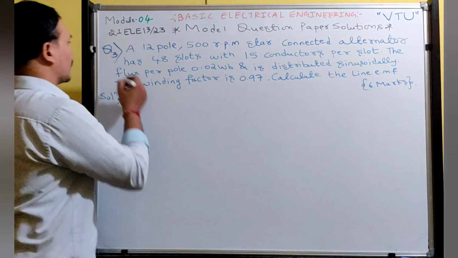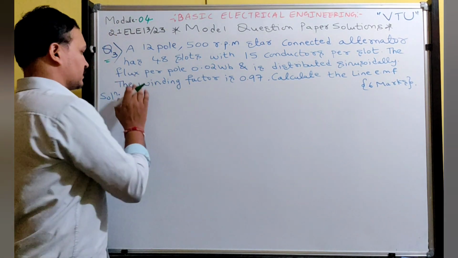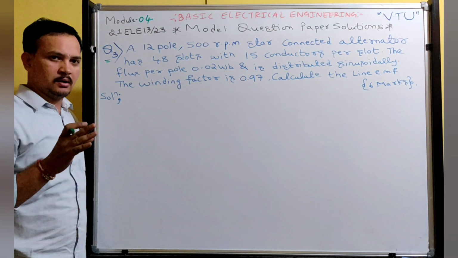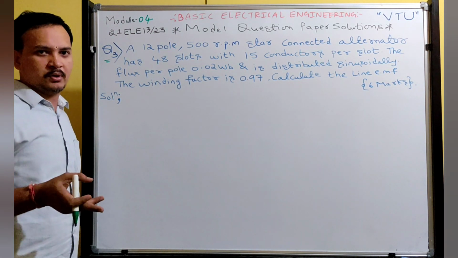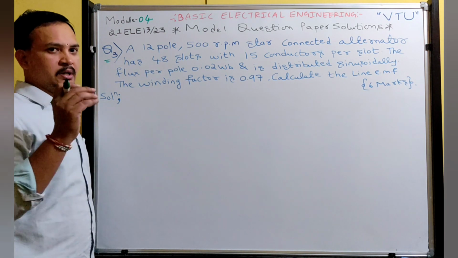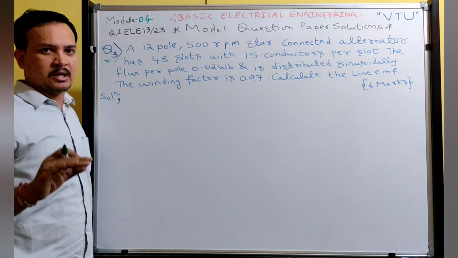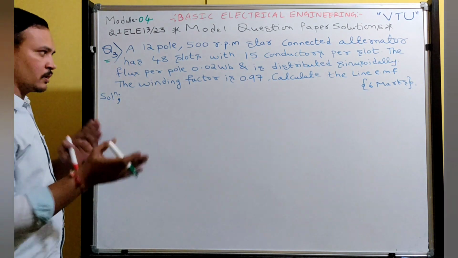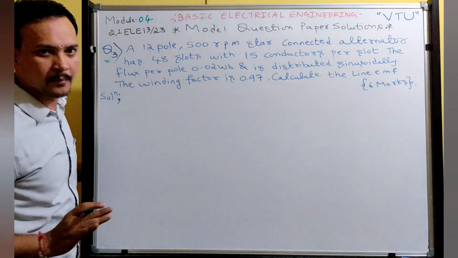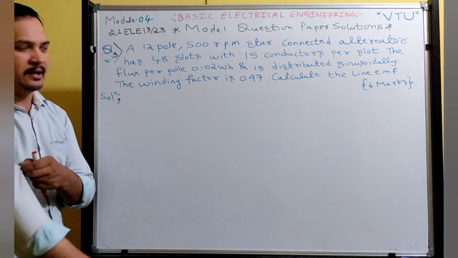Okay friends, next problem. Question number 3 and question number 4. Problems on alternator. First 2 questions, induction motor. Actually in the model paper they asked one question on induction motor and another on alternator, in both the papers. But I grouped induction motor first 2 problems, alternator next 2 problems. That is the change I made.